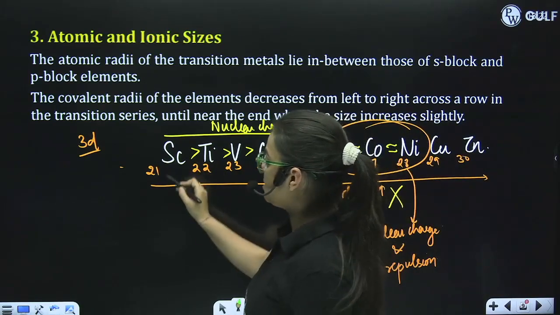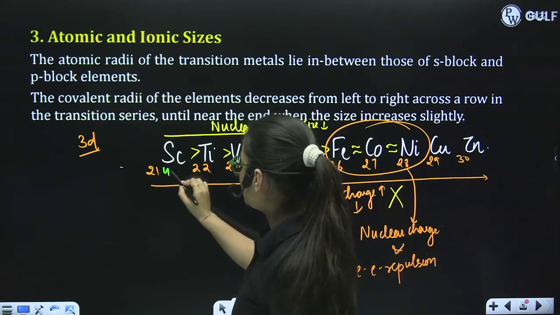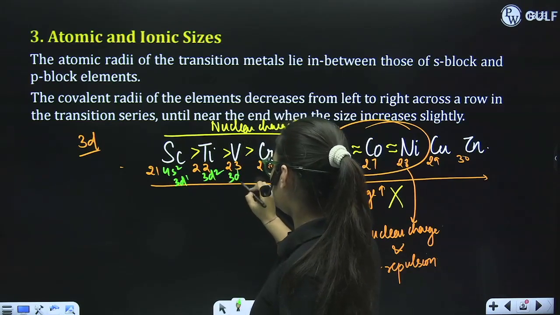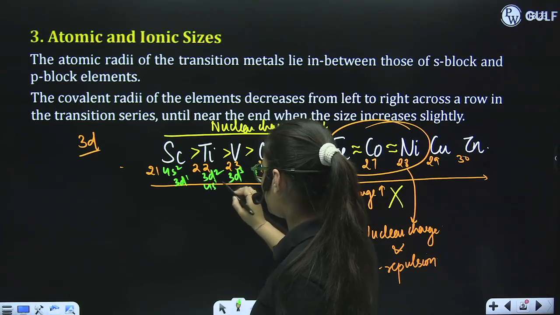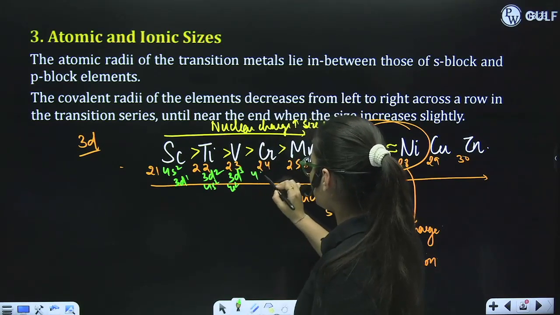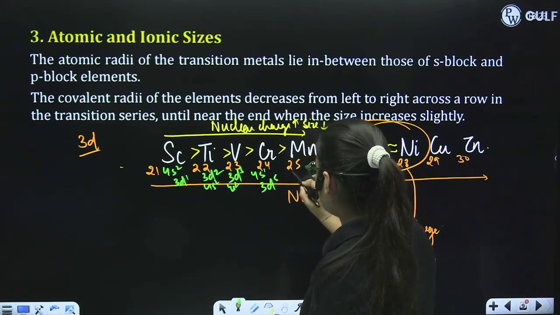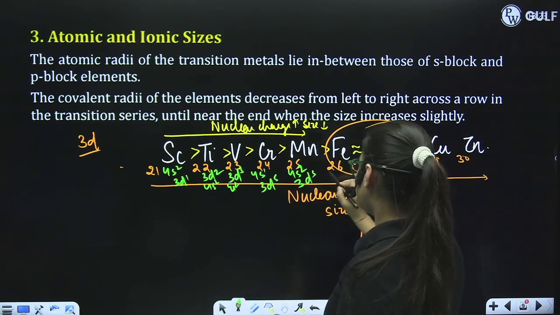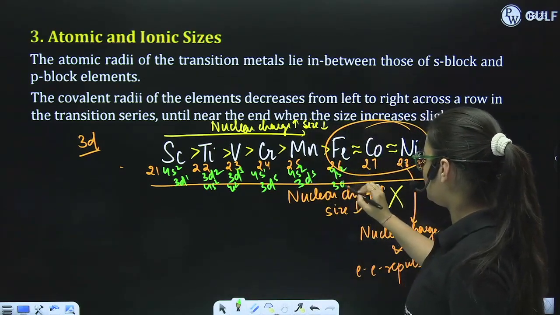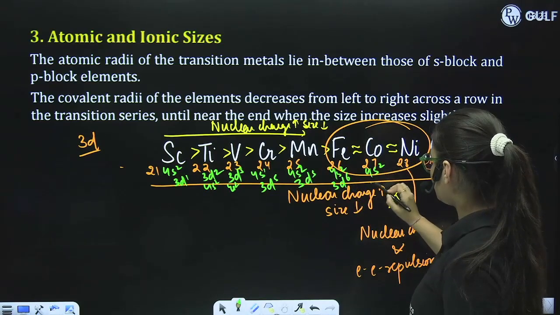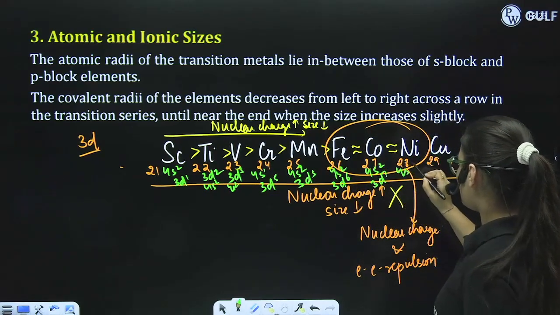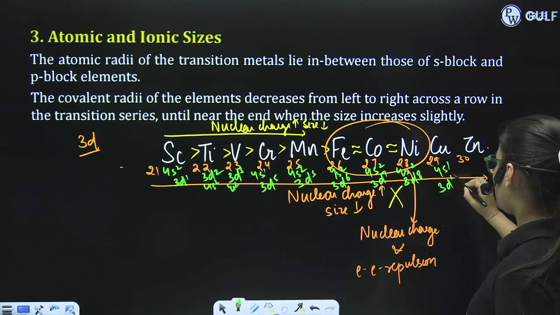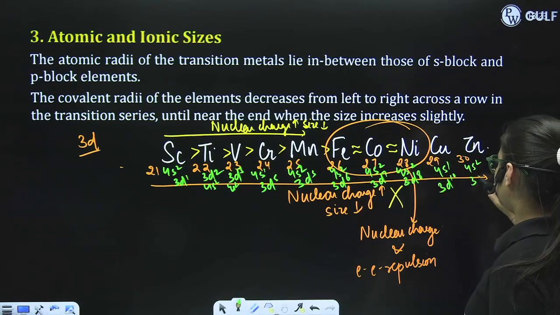We very well know the configuration. It is 4s2 3d1, 3d2, 3d3. Again 4s2 is also written over here, right? It will be 4s1 3d5. It is 4s2 3d5. It is 4s2 3d6. It is 4s2 3d7. It is 4s2 3d8. It is 4s1 3d10. And it is 4s2 3d10, right?